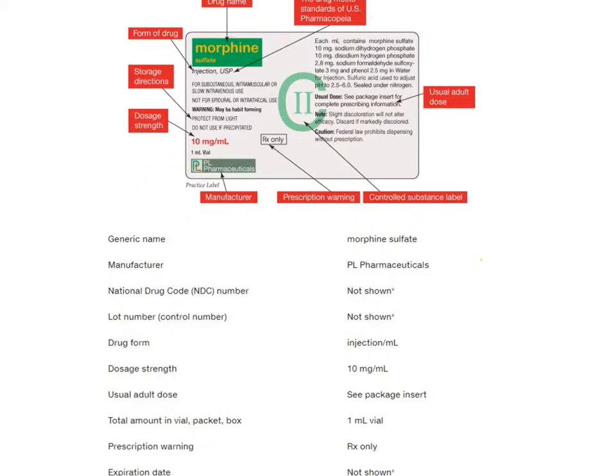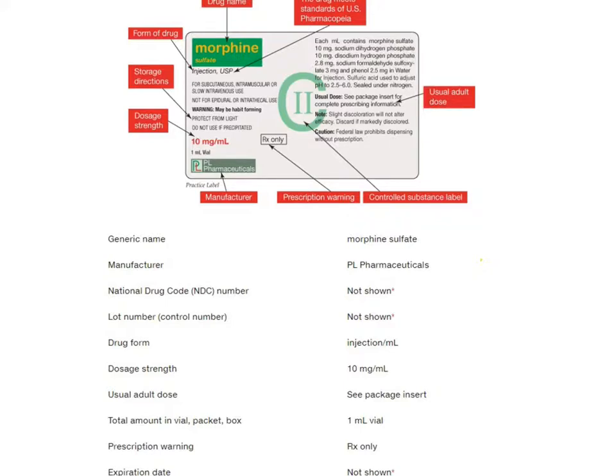All right, so that was listed as not shown. Let's see, the lot number also you can see here, also not shown as our answer. Our expiration date is also going to be not shown down there at the bottom. The drug form, it tells us the type of medication that this is.